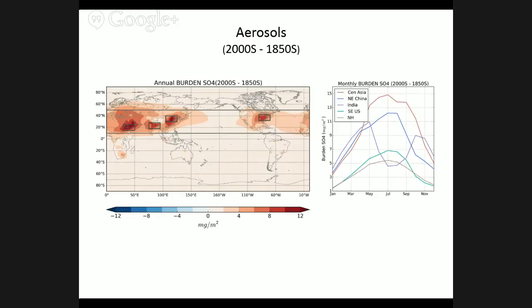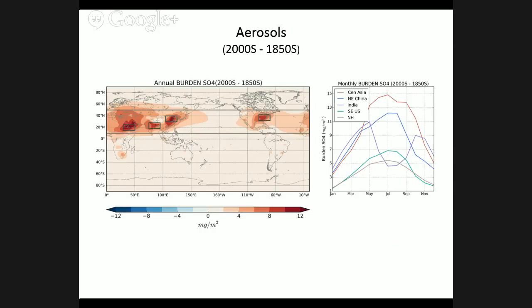Okay, so this is what the perturbation looks like between the two runs. From now on, all the spatial plots I show will always be the mean of the 2000 sulfate run minus the mean of the 1850 sulfate run. So this is how the perturbation looks.